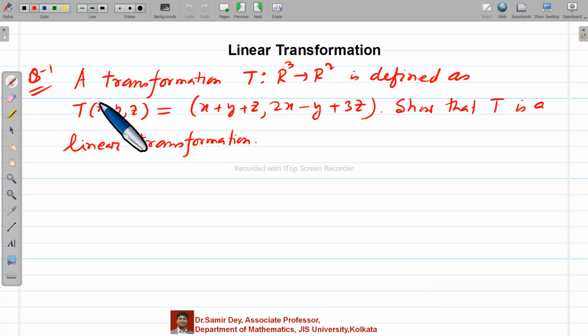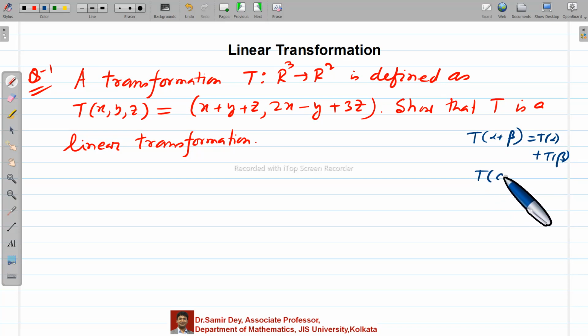Linear transformation. The question is: a transformation T: R³ → R² is defined as T(x, y, z) = (x + y + z, 2x − y + 3z). Show that T is a linear transformation. Already you know, if you want to prove that T is a linear transformation, then we need to prove T(α + β) = T(α) + T(β), and T(cα) = cT(α). These are the two conditions you need to prove.